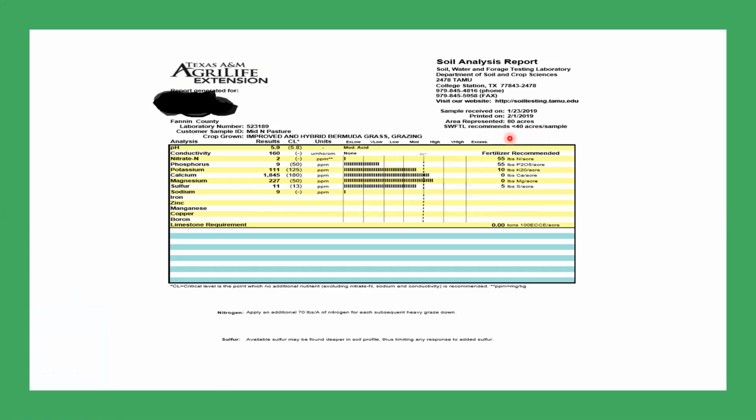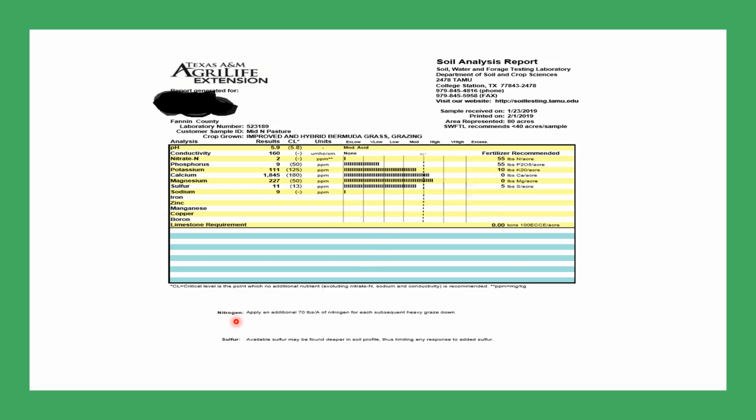And we're going to go over here to this right-hand side. This is our fertilizer recommendation from a soil test. This actual soil has 2 parts per million of nitrates in the soil. So as you can see, it's extremely low. The critical level here in the center of the screen, to bring this up to the critical level for improved hybrid Bermuda grass in a grazing situation, is going to take 55 pounds of nitrogen per acre.